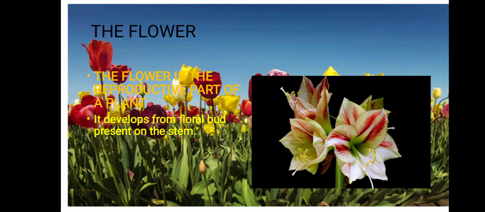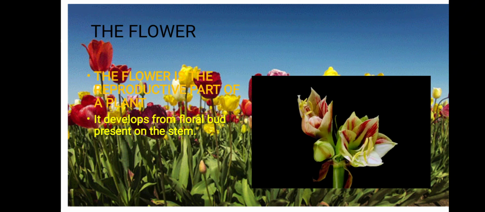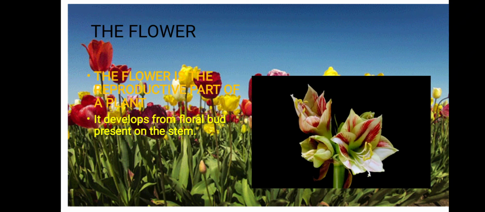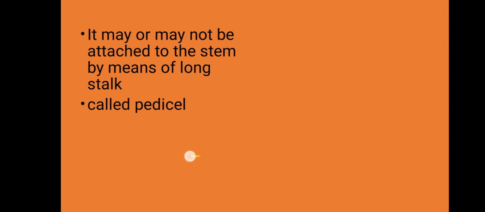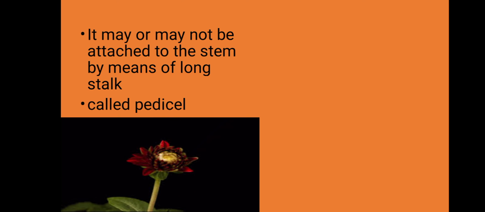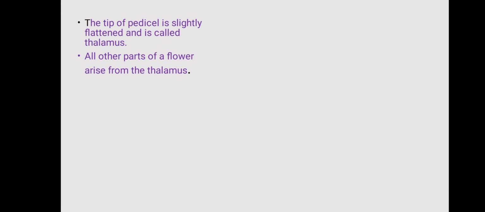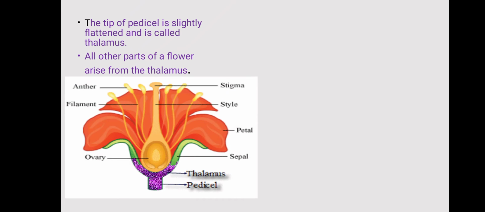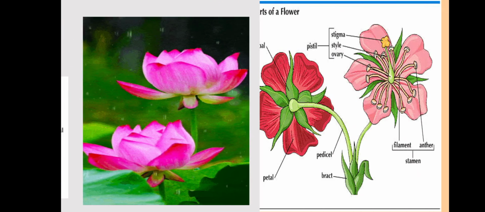So class, in today's lesson we have learned that a flower is the reproductive part of a plant. It develops from floral bud present on the stem. It may or may not be attached to the stem by means of a long stalk that is known as pedicel. If the tip of a pedicel is slightly flattened, it is called thalamus. All other parts of a flower arise from the thalamus.